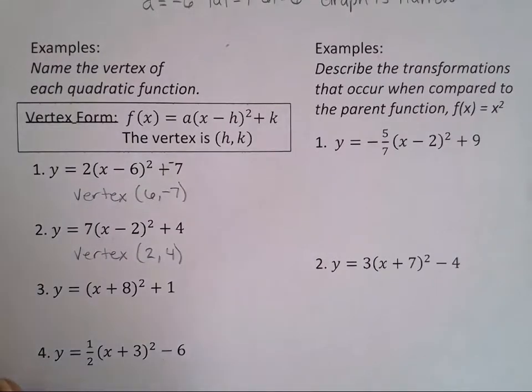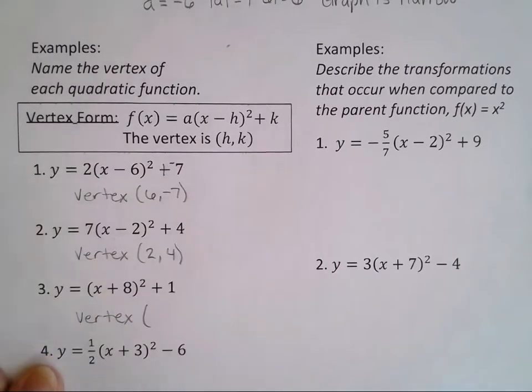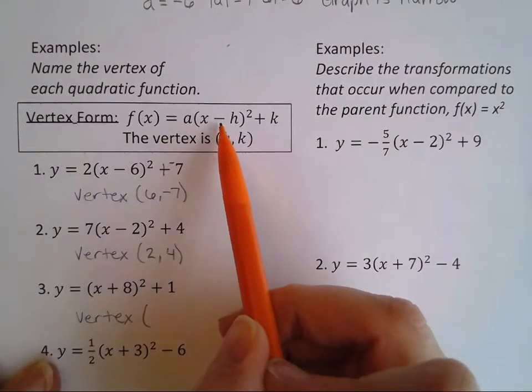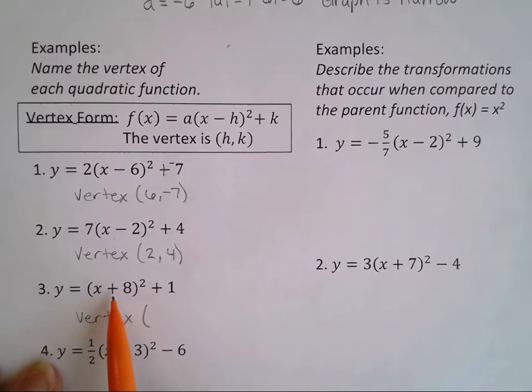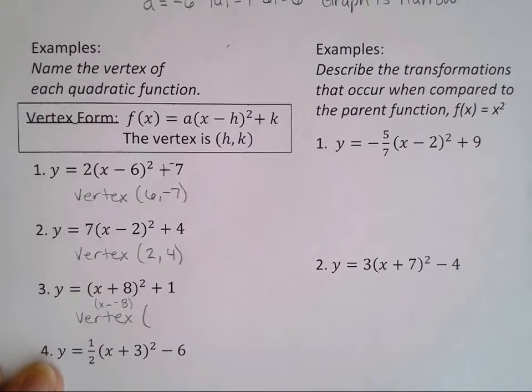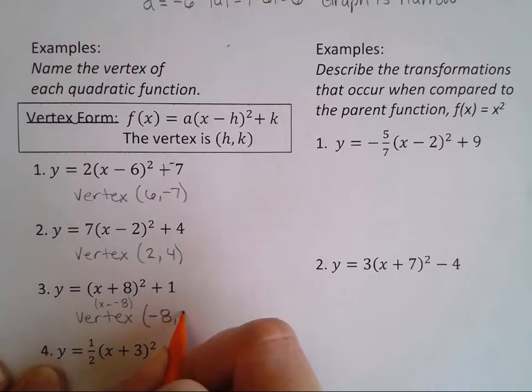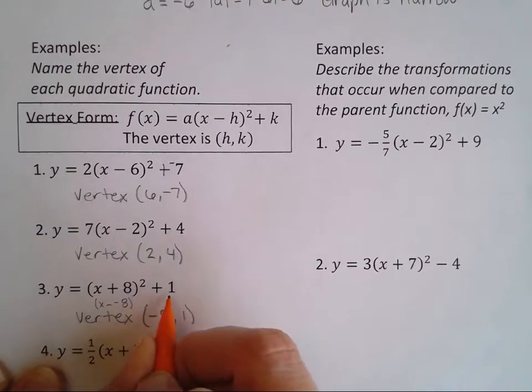Example number 3. In order for the function to say minus h, imagine we would need to make this minus a negative 8. If you need to rewrite it in order to see the correct h value, be sure to do that. So the vertex is negative 8, 1. We already have the plus k as needed.